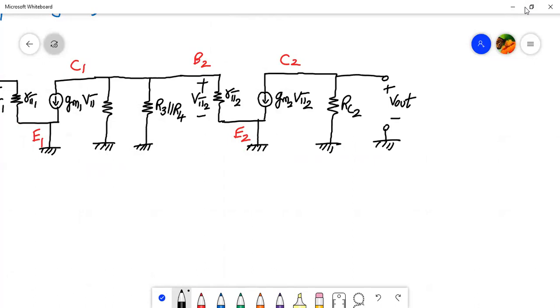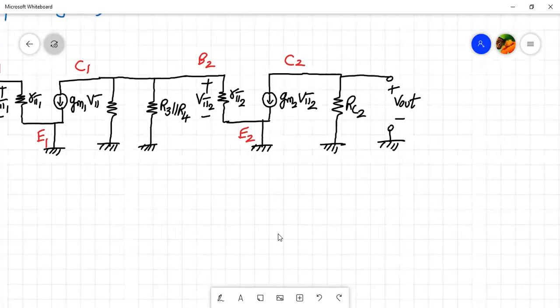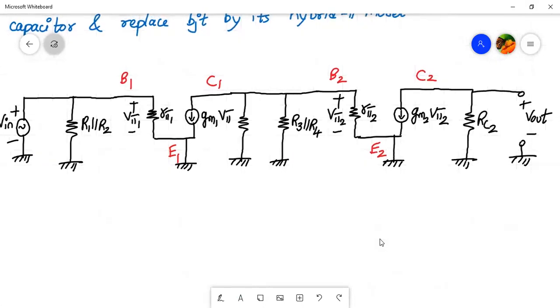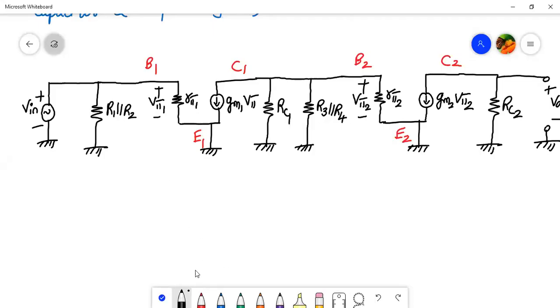Now let me look at it as a whole picture. So this is your mid frequency small signal equivalent circuit for the given cascade amplifier. From this we have to find out Rin, Rout, and voltage gain. Okay, so let's start. First of all, let's find out Rin.